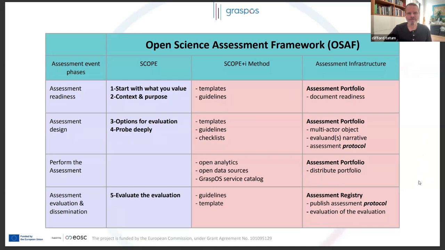But the openness profile is different. It's also for individuals. It's more of an ongoing account of one's contributions to open science. So I wanted to give you that background to set up Josefine's presentation.